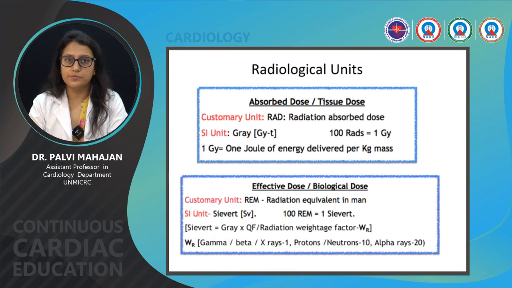Again, we have absorbed dose, which is calculated. The customary unit is the radiation absorbed dose, rad, and the SI unit is gray. 1 gray is equivalent to 100 rads, and 1 gray is equivalent to 1 joule of energy delivered per kg mass. For effective dose or biological dose, the customary unit is rem and the SI unit is sievert. 1 sievert is equivalent to 100 rem.